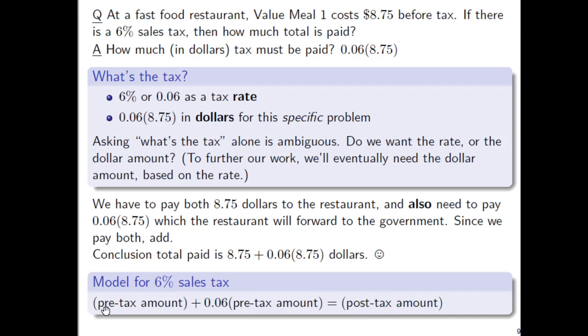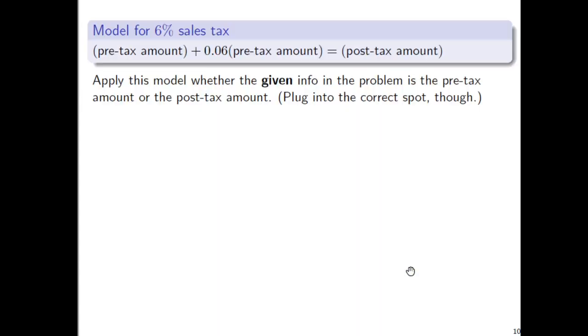And you'll notice, this is not an error. Pre-tax amount appears twice. Take a look even in this example right up here. Right before the happy face, there's 8.75 appearing in two places in that expression. So let's look at that model, and let's apply this model whether the given information in the problem is the pre-tax amount or the post-tax amount. That is, always plug into the correct spot.